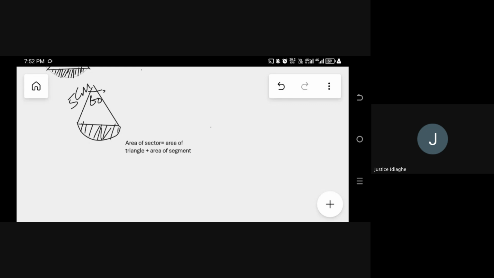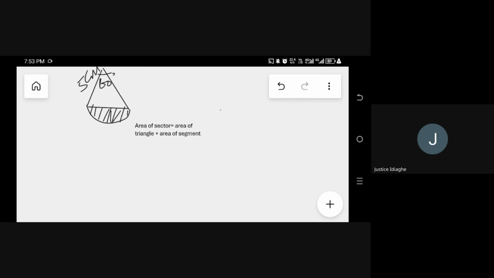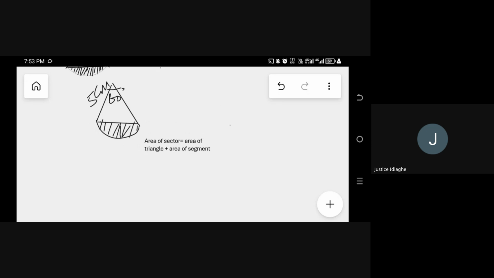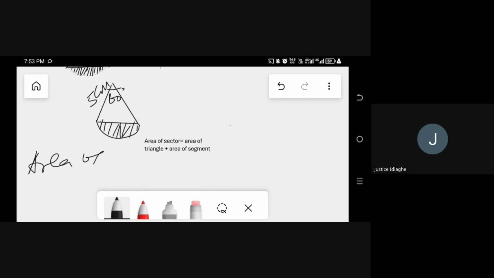Since a segment doesn't have a fundamental formula, this is what you do. Area of sector, which is overall, equals area of triangle, the top, plus area of segment, the bottom. So if you're looking for the area of the segment, which is the shaded portion, you say the overall area of the sector minus area of the triangle. So first, let's look for the area of this overall sector.